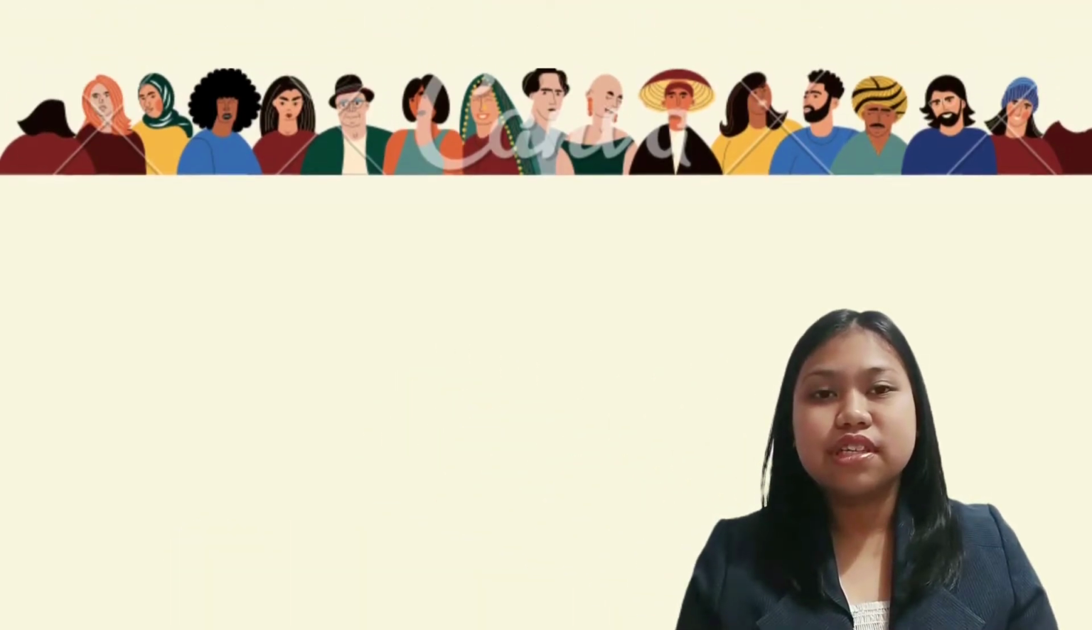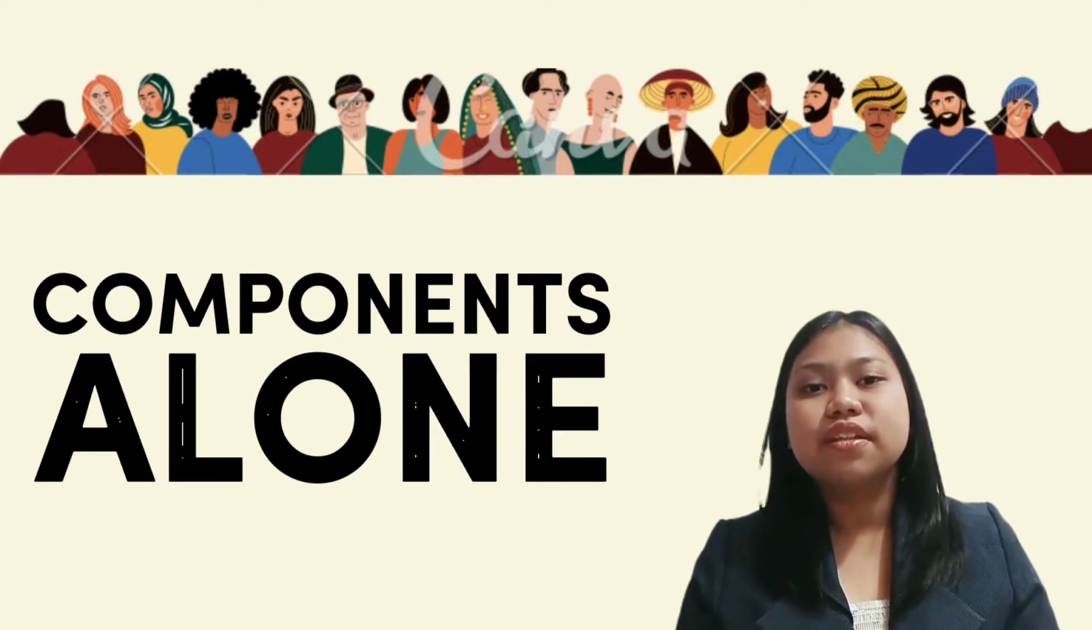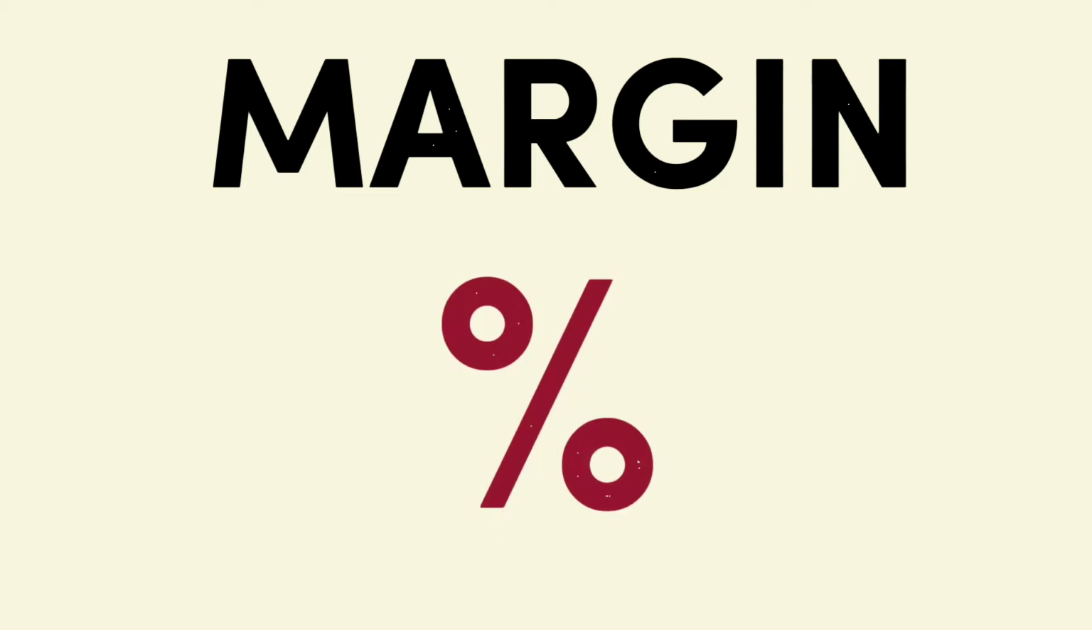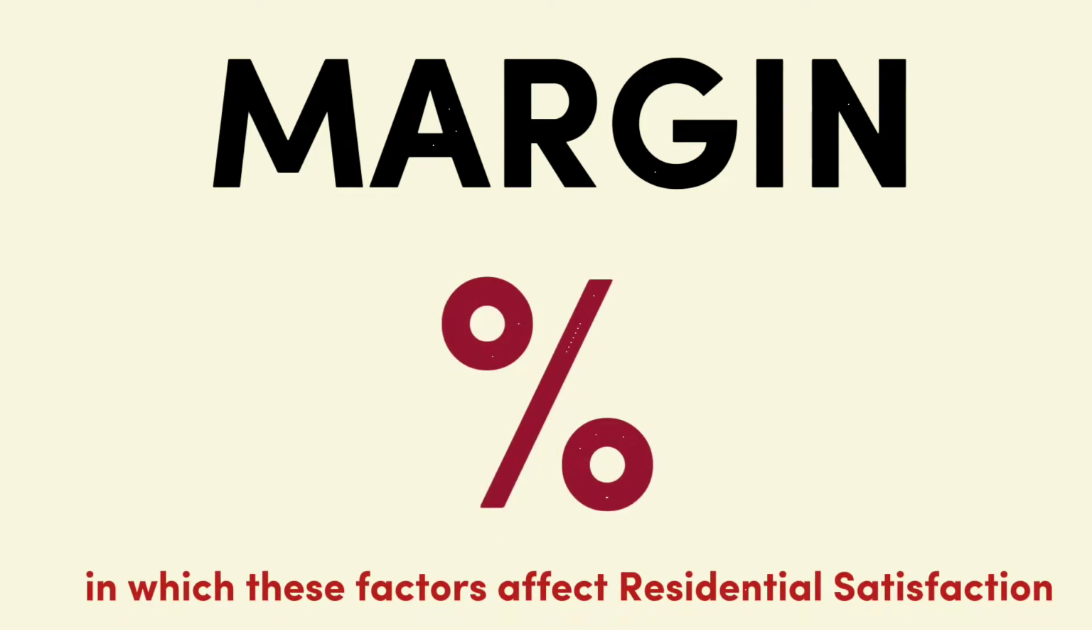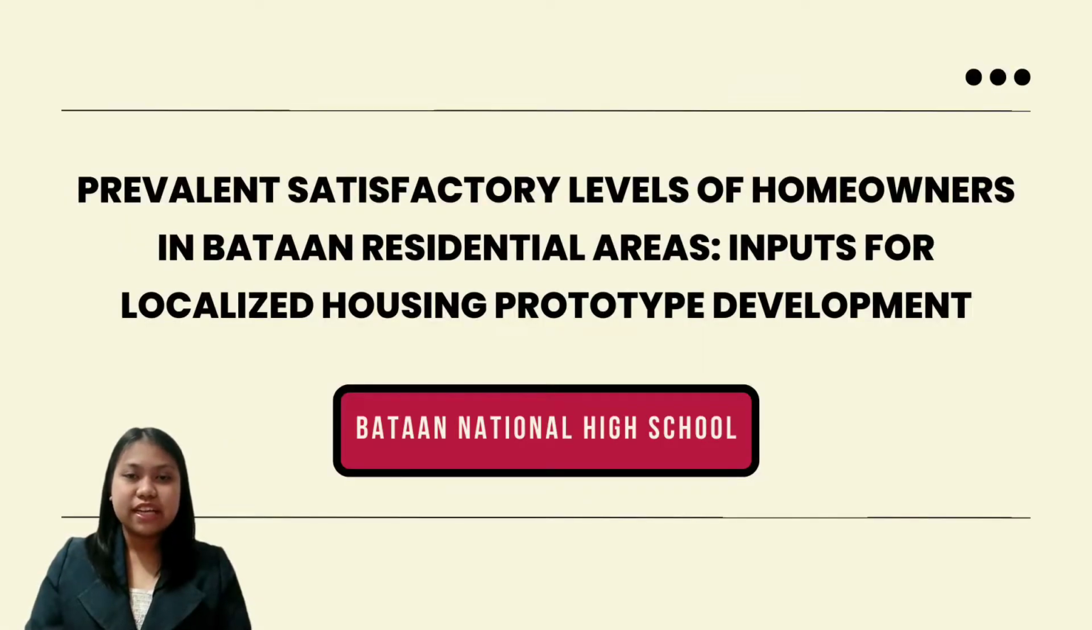Many scholars have concentrated their research preferences on discerning the components alone defining the residential satisfaction, and very few studies have examined the margin in which this affects the latter. Prevalent satisfactory levels of homeowners in Bataan residential areas, inputs for localized housing prototype development.